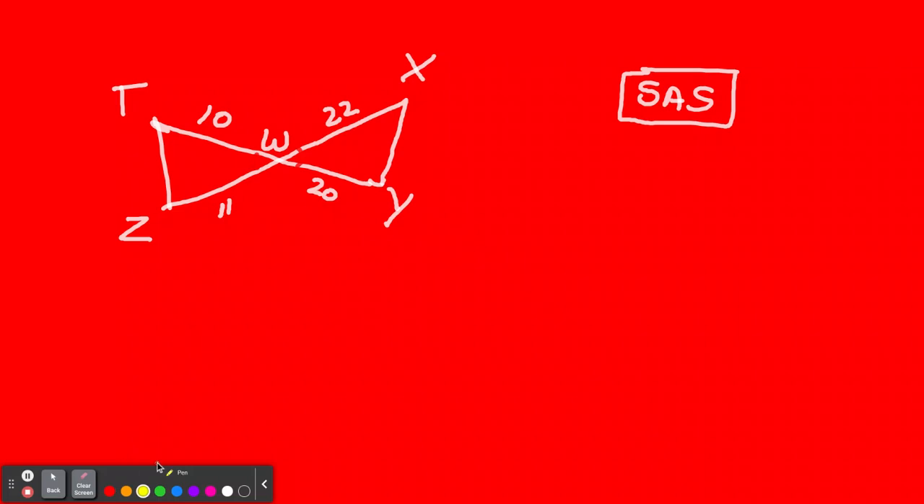Shouldn't use red, right? Use yellow. They share a vertical angle right there. So we know they share one angle already. So let's see if the sides are congruent. And we could do this by something called a scale factor.